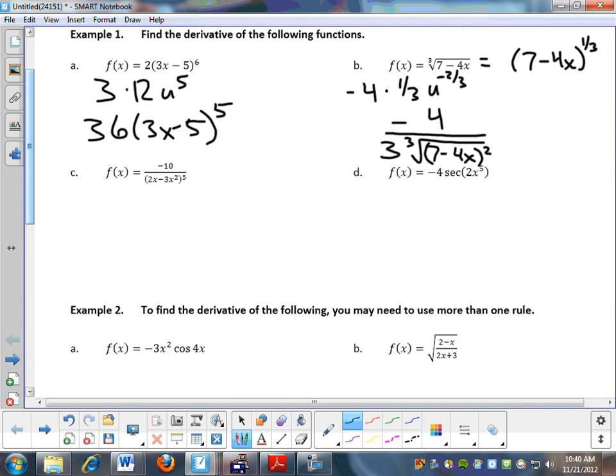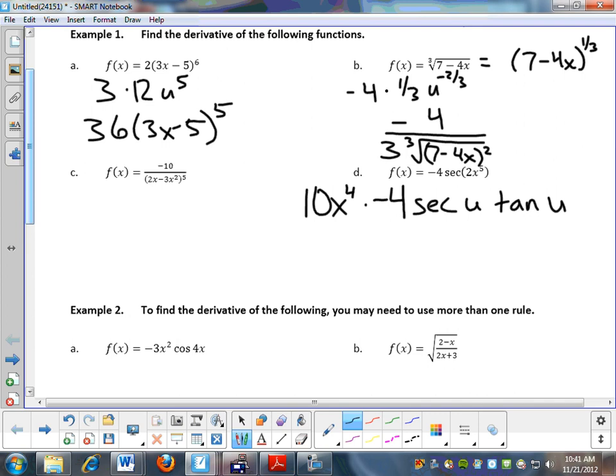Okay? So, let's do one more. Let's do D. I'm going to propose to you that D is a pretty easy problem to do the chain rule for. What's the derivative of the inside? 10x. Oh yeah, 10x to the 4th, right. Times, what's the derivative of the outside? Secant of u, tangent of u.